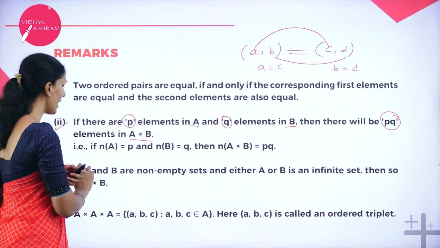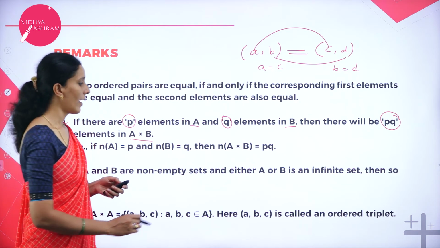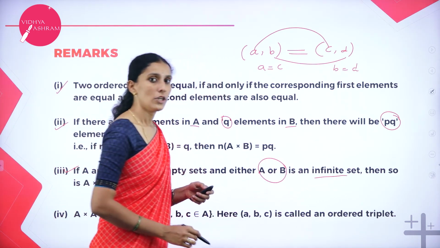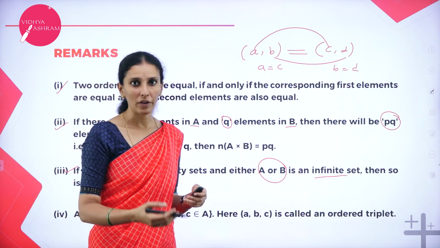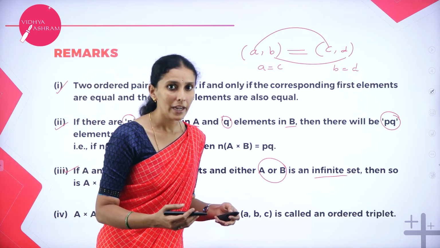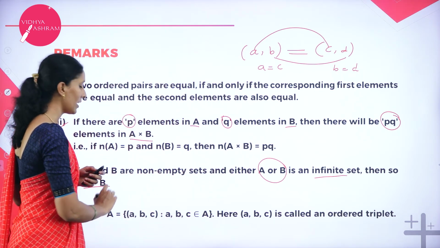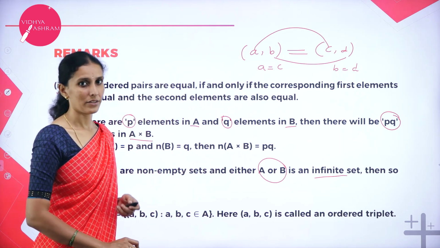Next, if A and B are non-empty sets and if any one of the sets is infinite, so if you have an infinite number of elements, we have infinite elements to pair. Therefore, A cross B will be infinite.